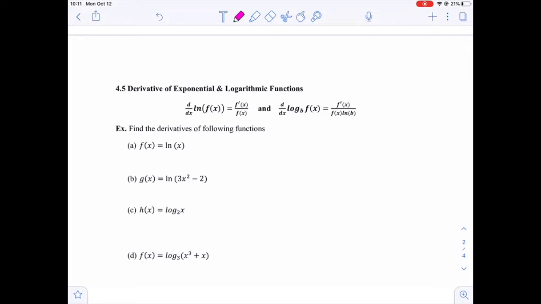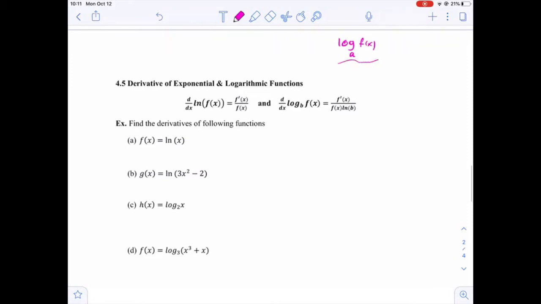Just let me remind you of some notation. We use log base a of some function in general to denote logarithmic function. Now, if the base is e, a number that is about 2.718, etc., then we don't need to write log base e, but we write natural log, ln, natural log of f of x instead. So natural log means log base e.